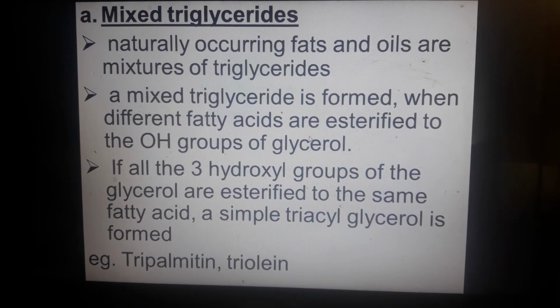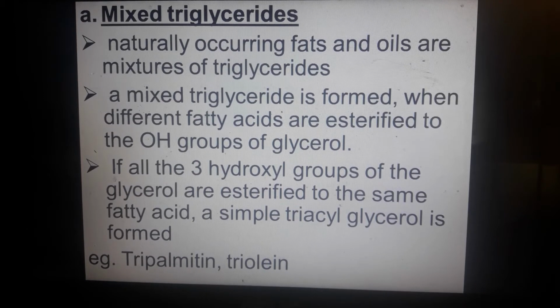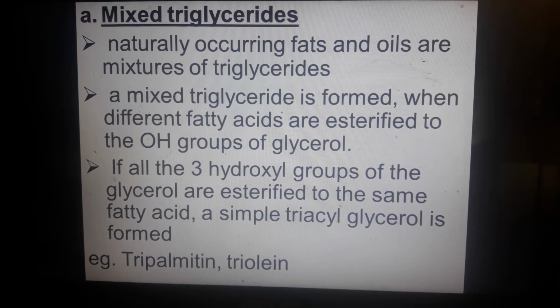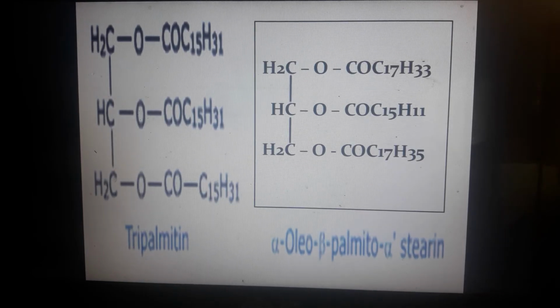Next, mixed triglycerides. Naturally occurring fats and oils are mixtures of triglycerides. Okay, take note. So we have tripalmitin, triolein. These are examples. So we have palmitic acid, tripalmitin. So alpha-oleo, and beta-palmito and stearin.